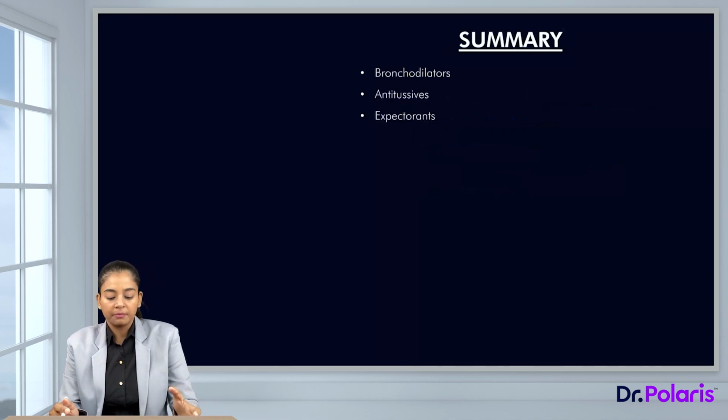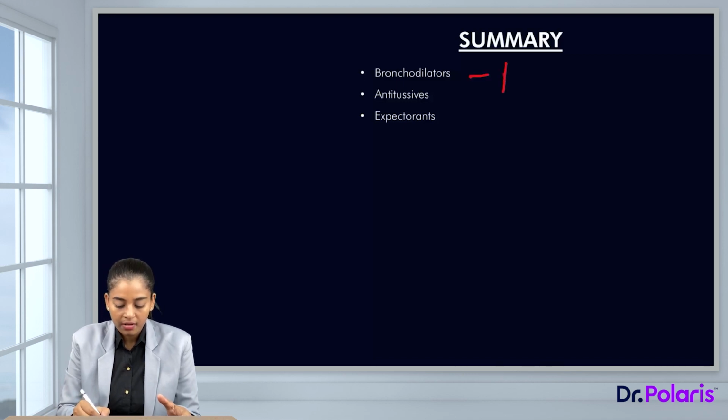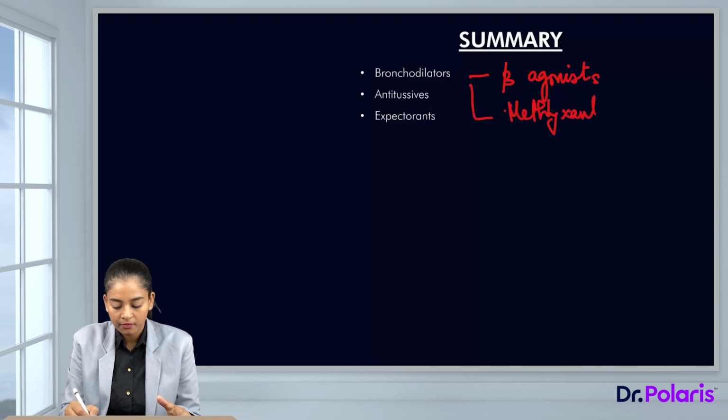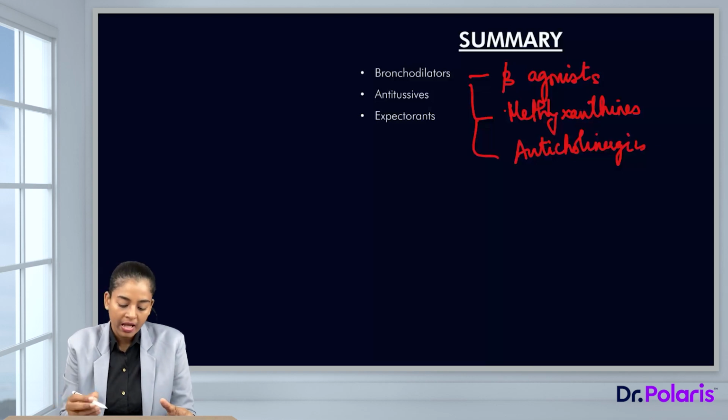To summarize, bronchodilators are those drugs that are given for treating asthma. They include beta agonists, methylxanthines, and anticholinergics. These are drugs that act on the bronchial smooth muscle.